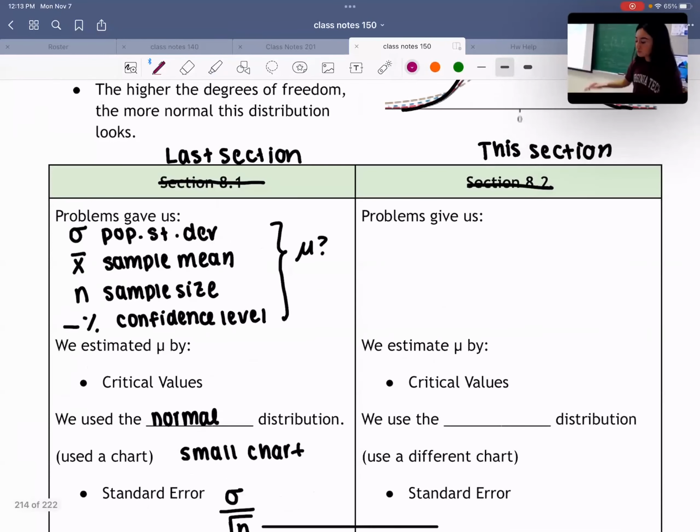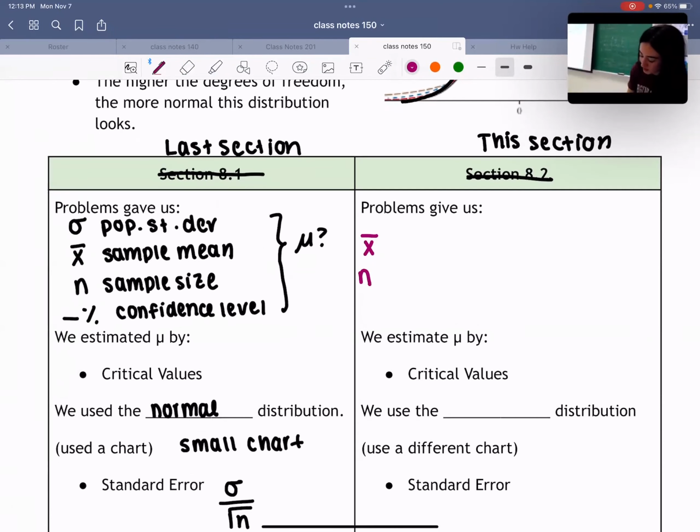Okay, now you might want to leave a little bit of space up top just to write something above it, but we are given the sample mean, so I'm going to leave a little space. That wasn't enough space, like that. That's the sample mean. We're going to be given the sample size n, and we're going to be given the confidence level. Okay, but instead of the population standard deviation, guess what we're going to be given?